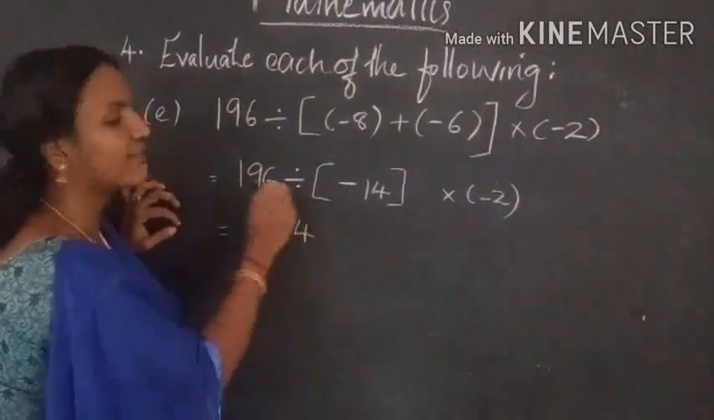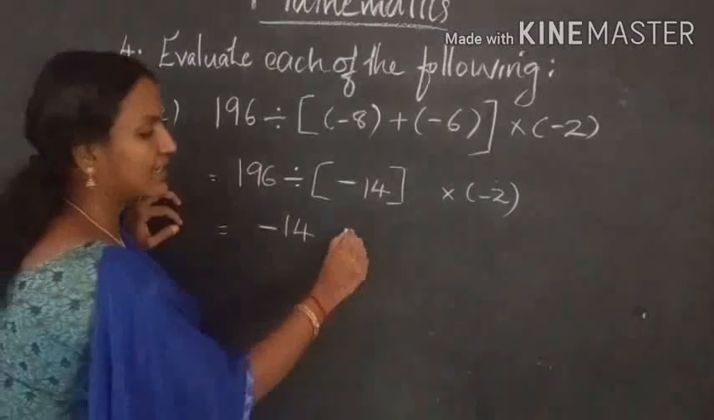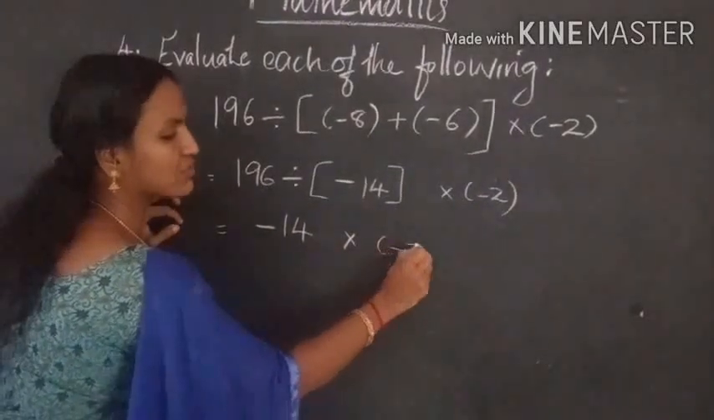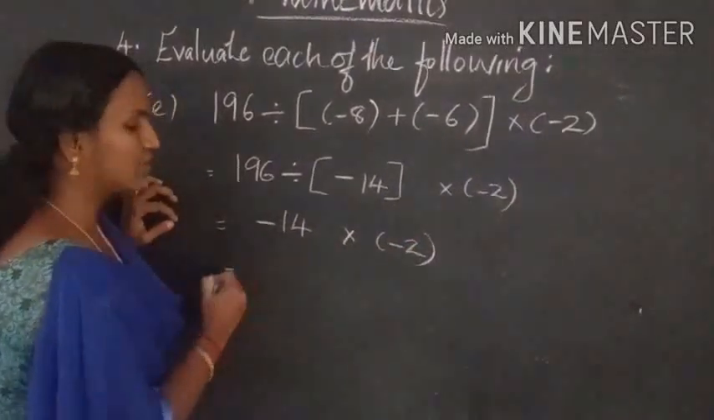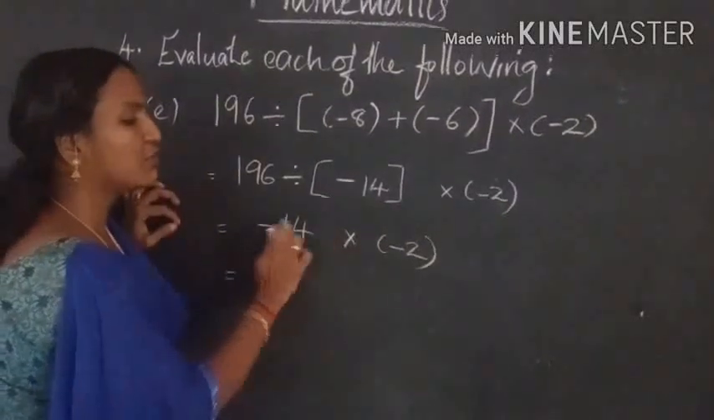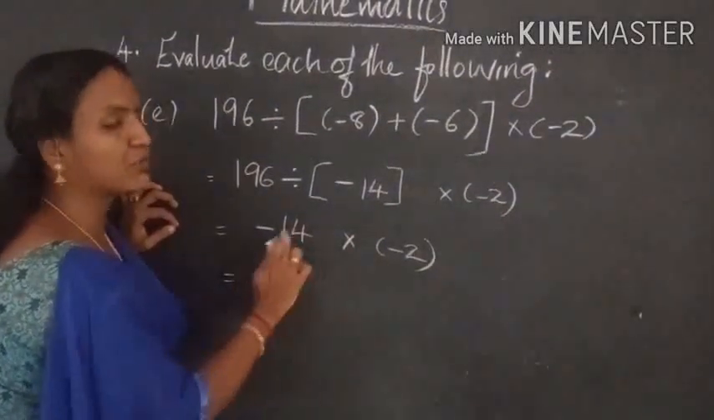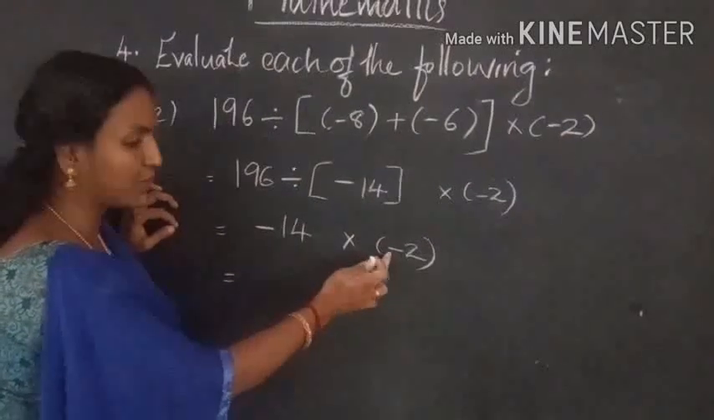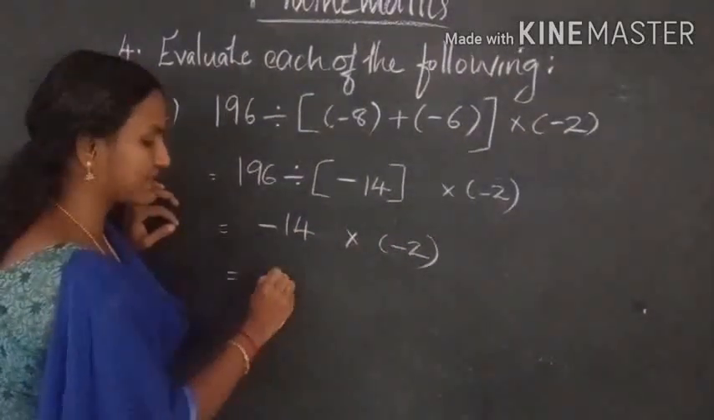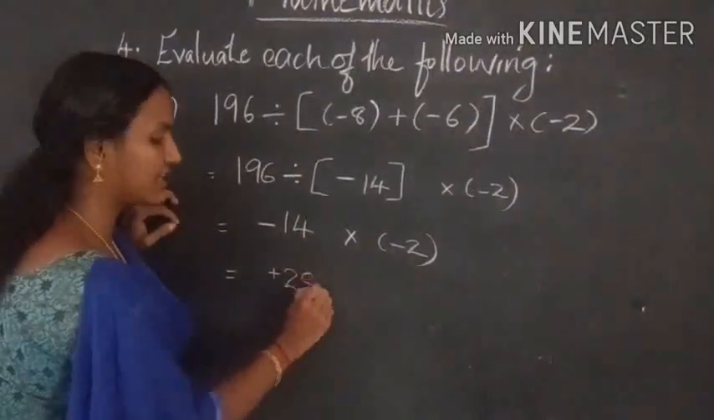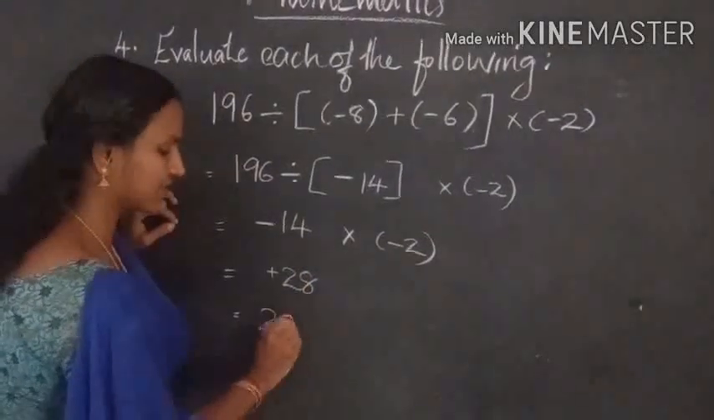196 divided by 14. How many 14s are in 196? 14 14s are 196, into minus 2. Multiplication of two negative numbers is always positive. Minus into minus is plus. Plus 28.